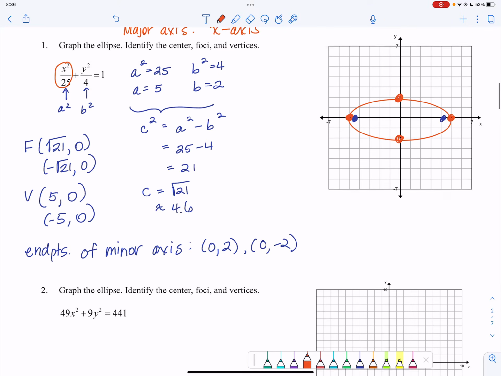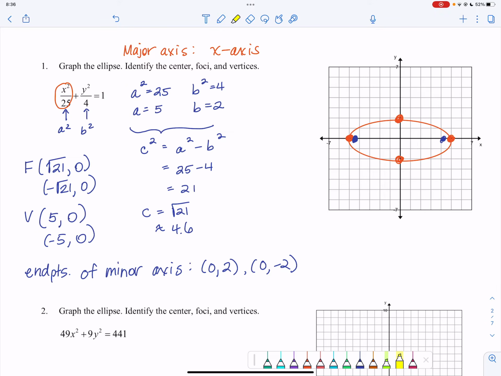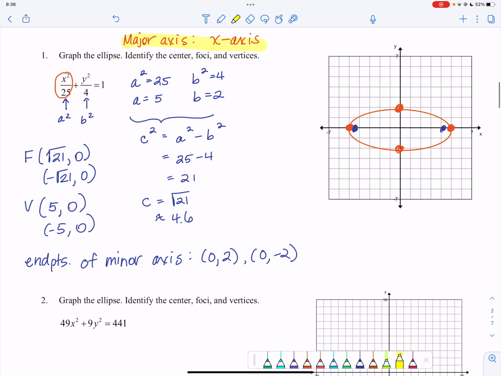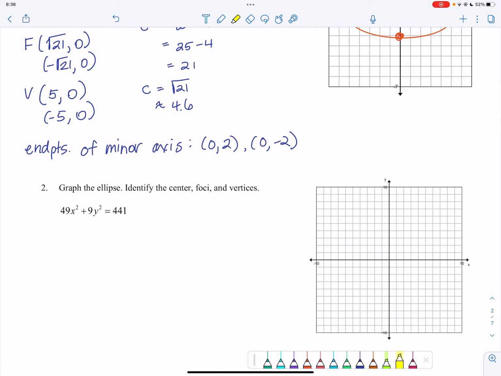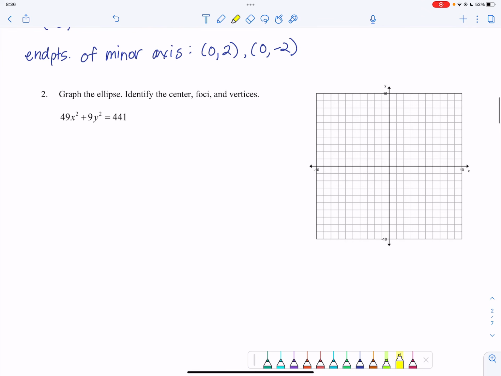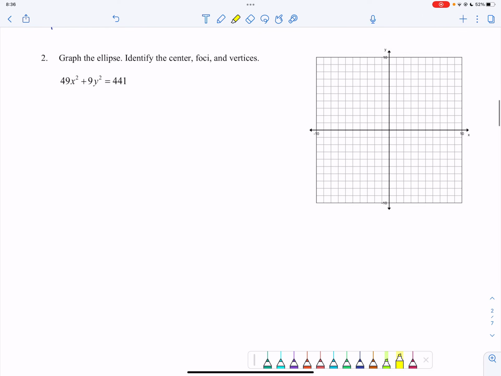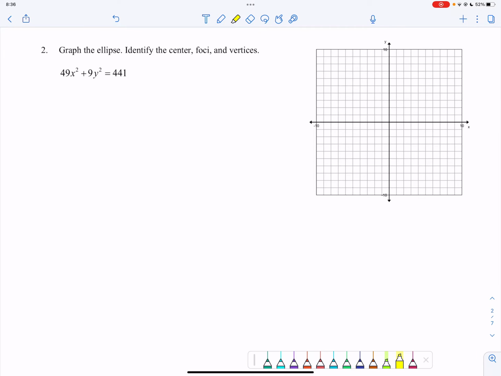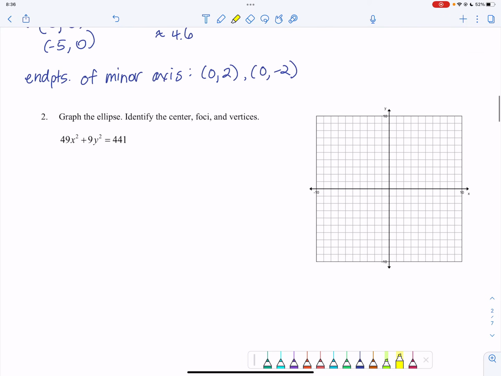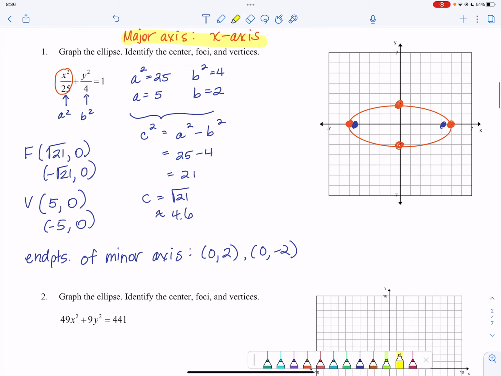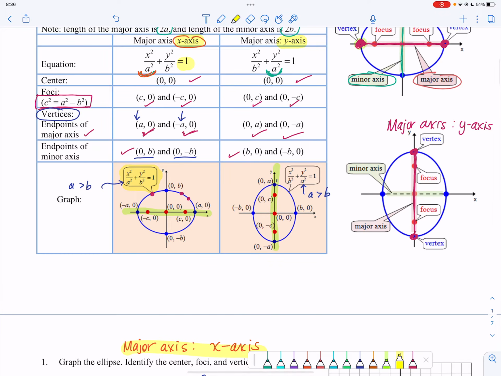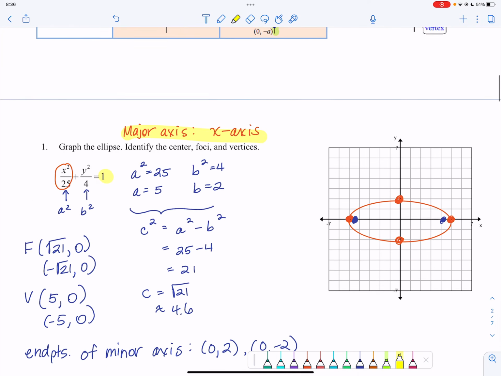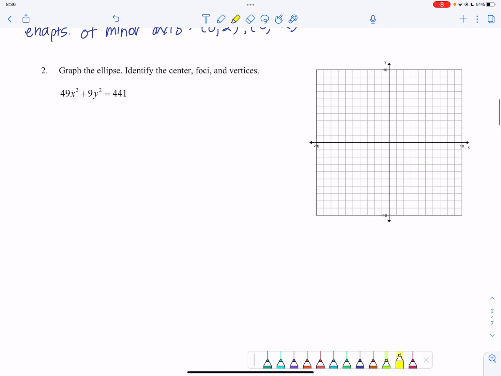Okay, let's try another one. So here our major axis was the x-axis. Let's see what we have here. This isn't the form that we're used to. And we need x squared and y squared in the numerator. So what we could do is divide every term by 441. And again, as you notice, we need a 1 on the right-hand side. Let's look up here. There's a 1 and there's a 1. So we need to get that form.